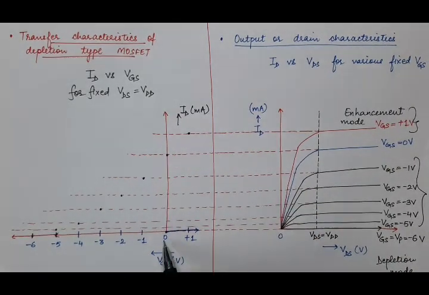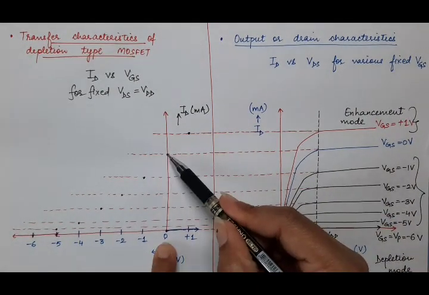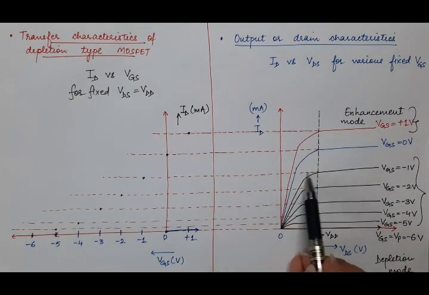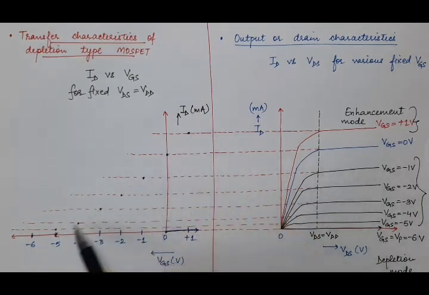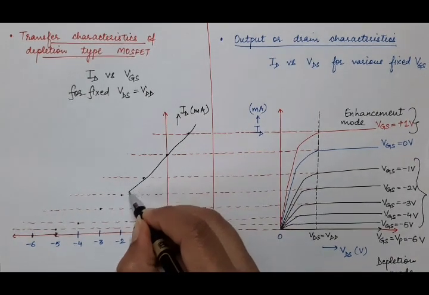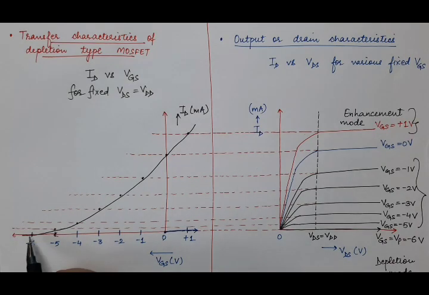Then corresponding to VGS 0, we have this value of drain current. Then corresponding to VGS minus 1 volt, we have this value of drain current. In this way we have these points, and when you join all these points, you will get the transfer characteristic curve. And here when this VGS is equal to the pinch off voltage, drain current becomes 0. So this is all about the characteristics of depletion type MOSFET.